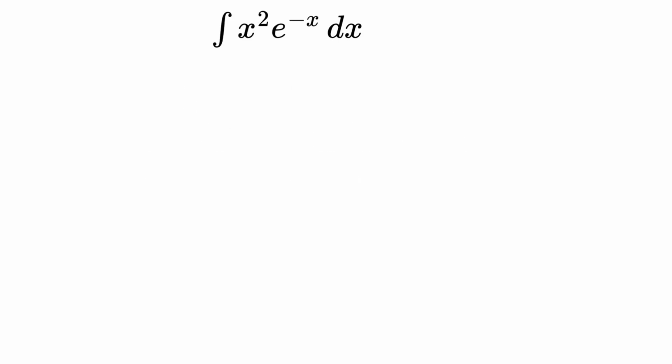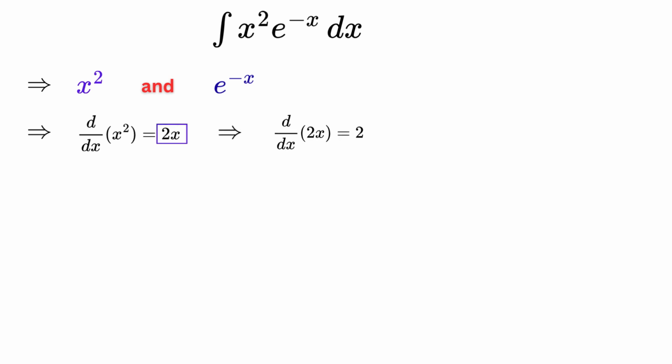Let's begin. First, look at the two functions, x squared and e to the power of minus x. Now ask yourself, which one becomes simpler when differentiated? Let's check. Differentiating x squared becomes 2x. Again, differentiating 2x becomes 2, and 2 becomes 0. The polynomial keeps getting simpler.